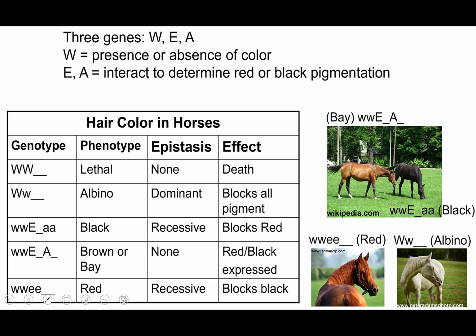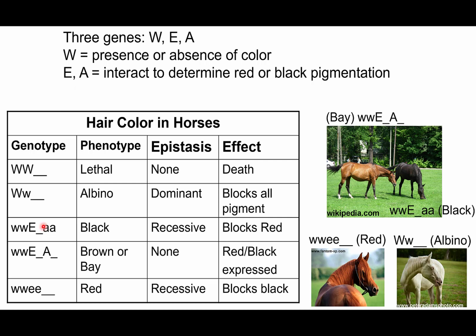However, if we're heterozygous, so we just have one copy of the W and we're not able to produce color, what we'll get is an albino horse. It doesn't matter what we are at any of the other genes, we will be albino. So the epistasis of the W here is dominant. It's a dominant epistatic gene. Doesn't matter what we are for everything else, we will be albino because we don't have the ability to produce color. Now, if we're recessive for W, now the other two genes come into play, and the interaction between these are going to determine whether we're red or black.